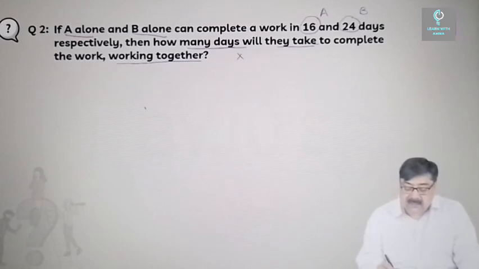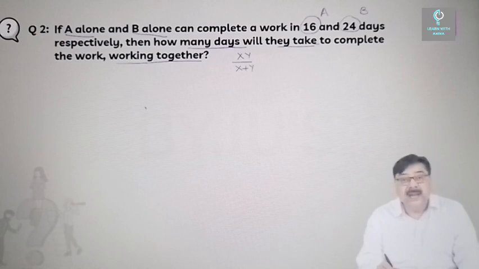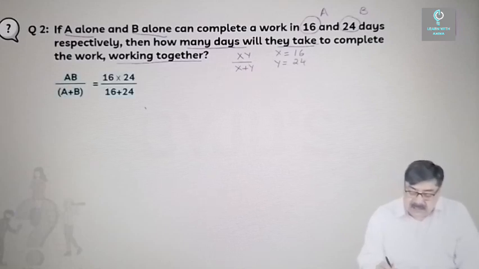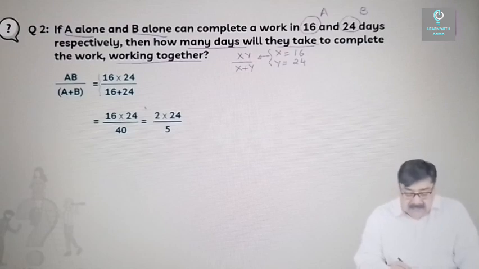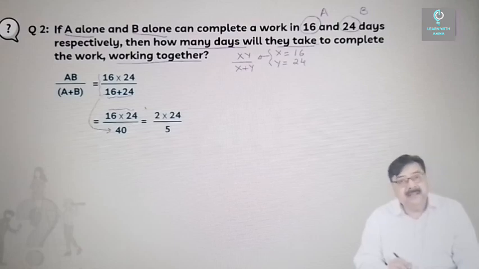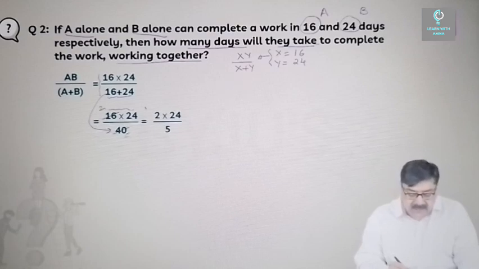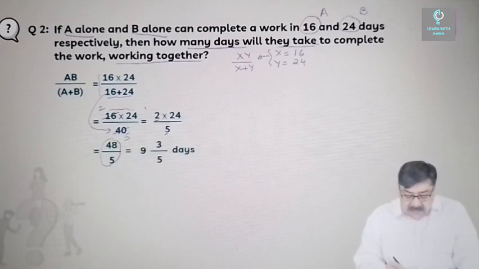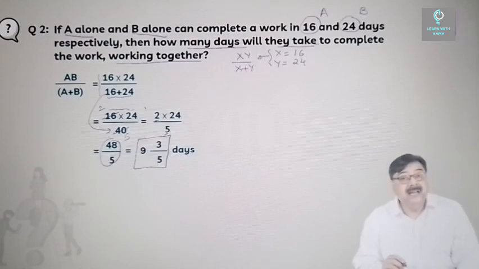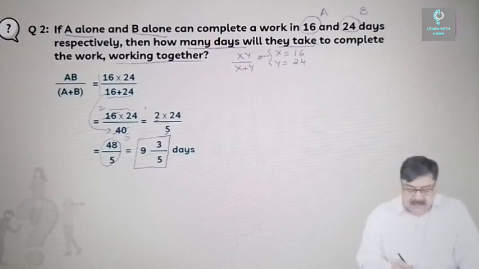Now, if you remember, we discussed a method that is xy by x plus y. X here is 16, y here is 24. Substituting these values in this formula, this is what we get: 16 into 24 by 16 plus 24. So, as I told you, let us not multiply 16 and 24. Let us simply first add 16 and 24, we get 40. Now, you can balance things out. As you see, 8 into 2, 8 into 5. So, you have a 2 here, you have a 5 here. So that you get 48 by 5, which now can be expressed in terms of mixed fractions as 9 3 by 5 days.